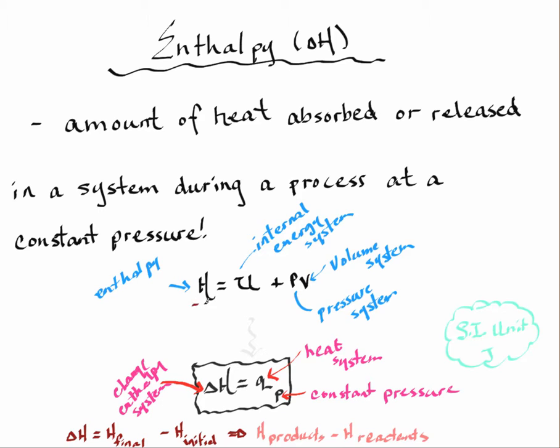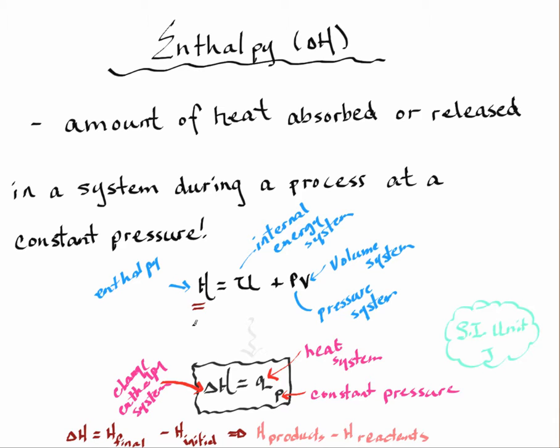Now, H by itself is not what most scientists use, and the reason we don't use just H is because it's not actually possible to measure the total enthalpy or heat content of a substance. There's just way too much stuff going on. But what we can do is measure the changes in enthalpy during a chemical reaction.